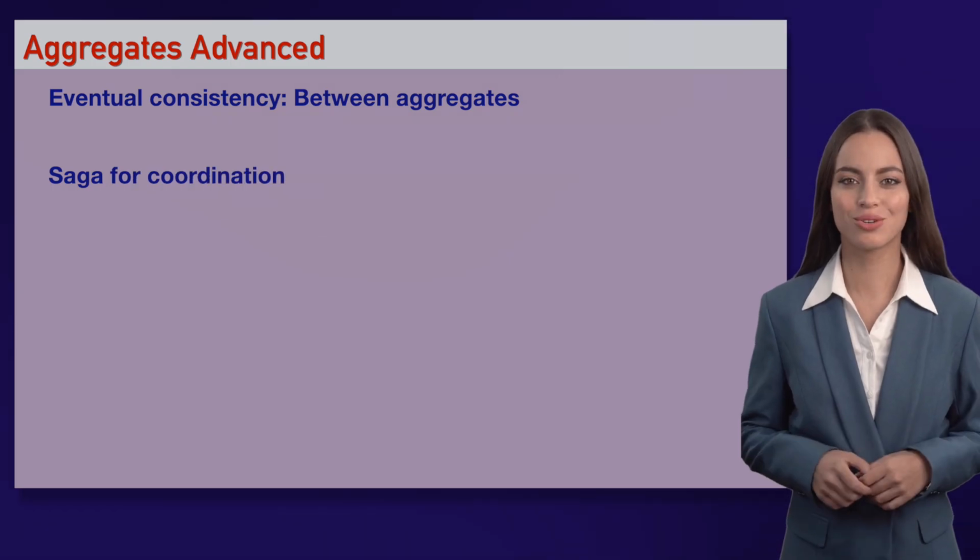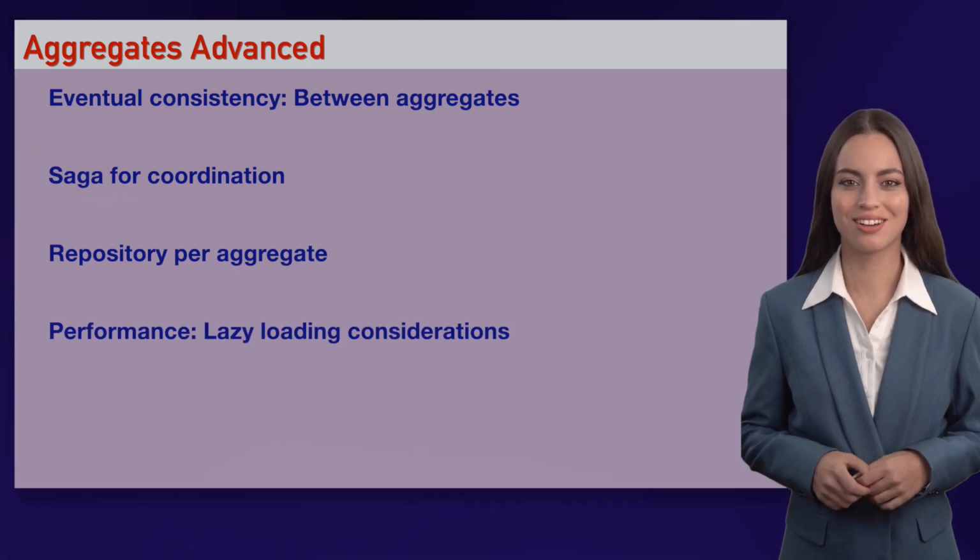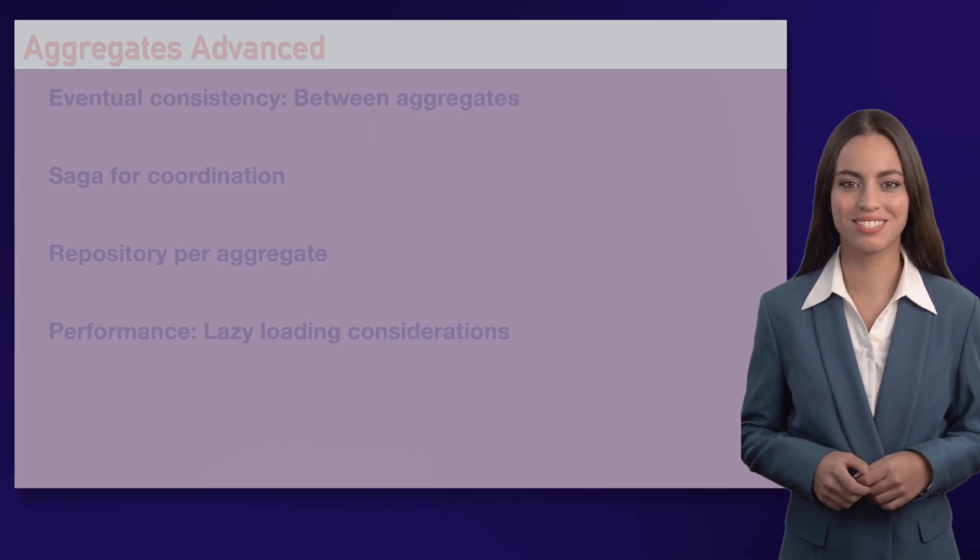Use one repository per aggregate root for encapsulation. Consider lazy loading for performance in large aggregates while maintaining invariants.